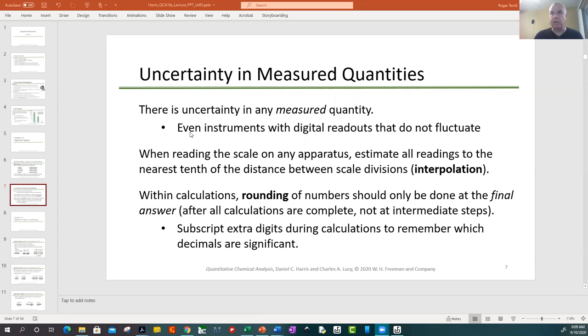Any measured quantity will have uncertainty. And if you have an instrument with a digital readout where none of the digits fluctuate, none of the digits change over time, that basically means that whoever built the instrument truncated the number to a value that is too conservative for the scientific application of that meter. It's not that it doesn't happen, but if you want every bit of precision that you can get, you have to expect the last digit to fluctuate a bit, right?